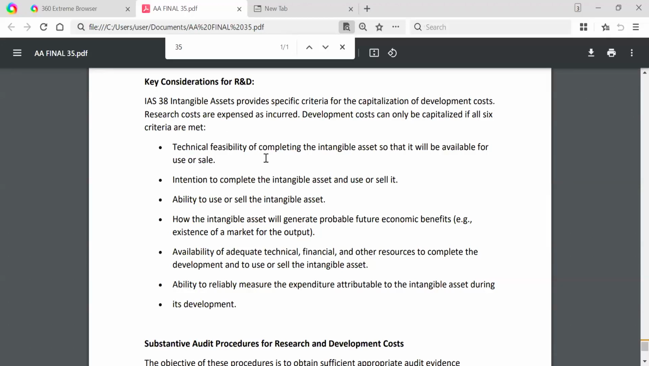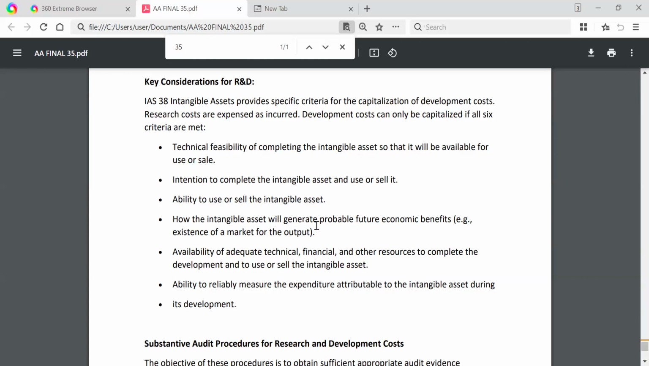Technical feasibility of completing the intangible asset so that it will be available for use or sale. Intention: there is an intention to complete the intangible asset and use it or sell it. Ability to use or sell the intangible asset. If you're not able to use it or not able to sell it, that cannot be capitalized. That will be expensed. The expense will go to the P&L.